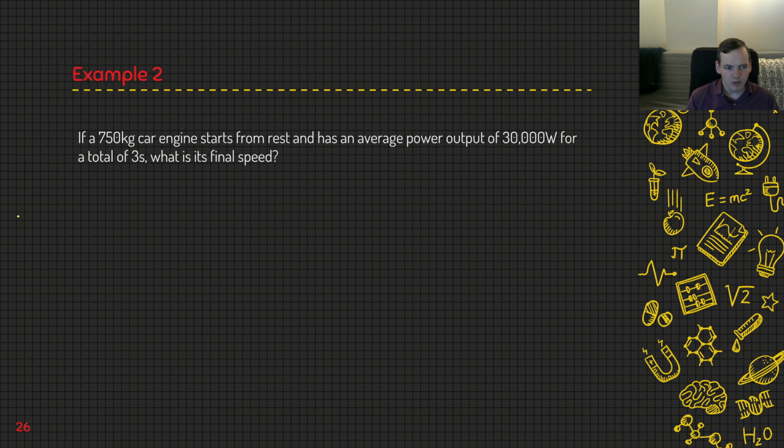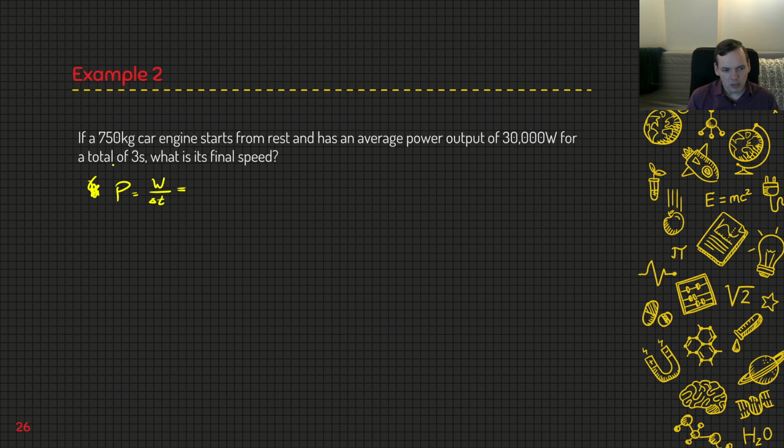Example 2: a 750 kilogram engine starts from rest and has an average power output of 30,000 watts for a total of 3 seconds. What's its final speed? Well, we're going to look at the power equals work over delta T.